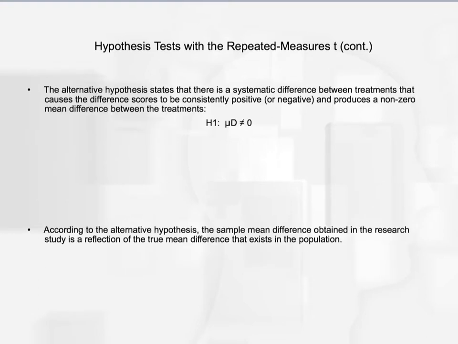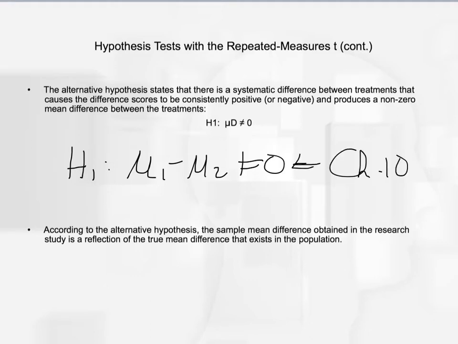Our alternative hypothesis is that the mean differences between the two treatment conditions, or the mean differences between the two measurements, does not equal 0. The alternative hypothesis in chapter 10 was that when we subtracted the mean of one group from the mean of another group, we did not get 0. But in chapter 10, we had two groups. Now we have one group, which is why we have the mean difference. We don't have two samples, we have one sample, but we have different scores for that sample.